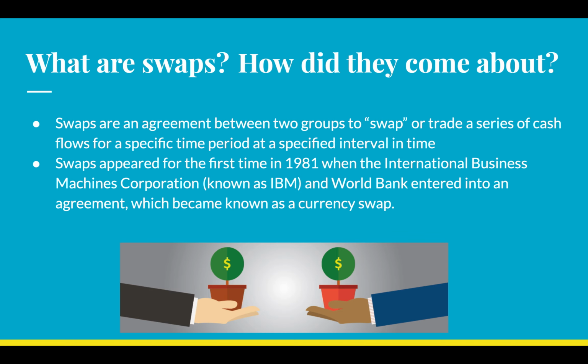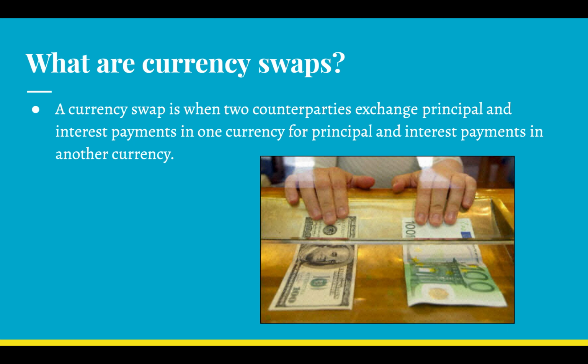Swaps first occurred in 1981 when the International Business Machine Corporation, better known as IBM, and World Bank entered into an agreement, which later became what we know as a currency swap today. A currency swap is when two counterparties exchange principal and interest payments in one currency for principal and interest payments in another currency.